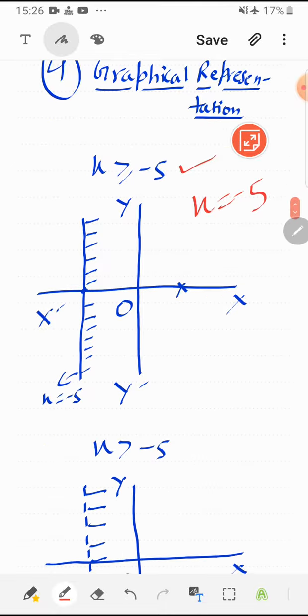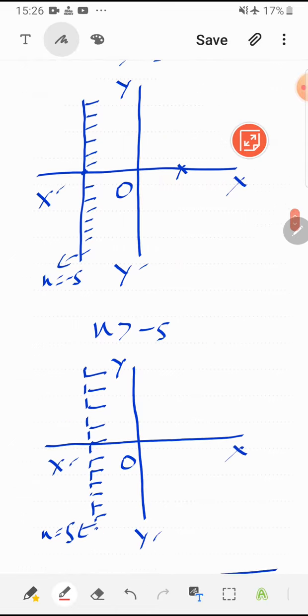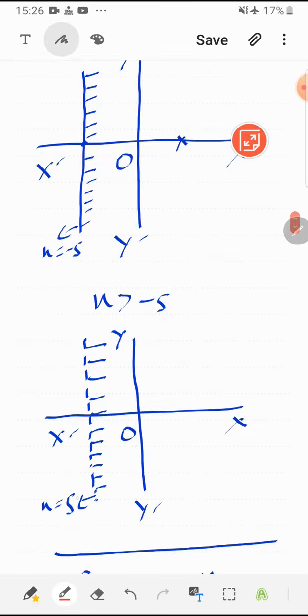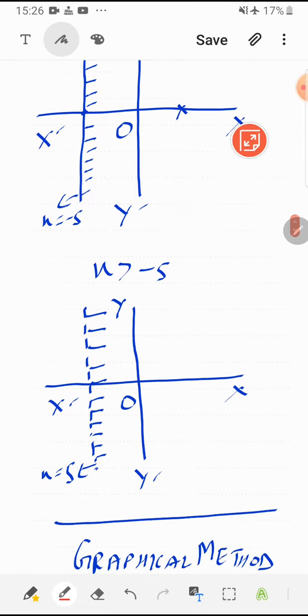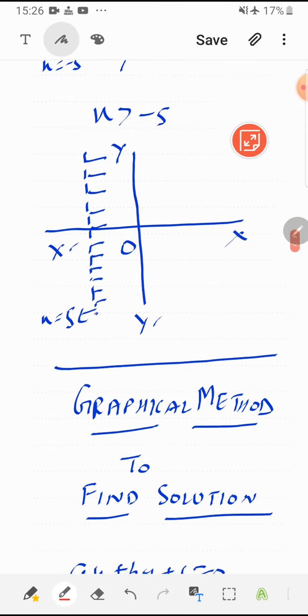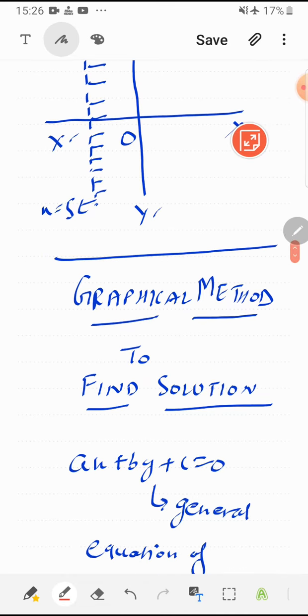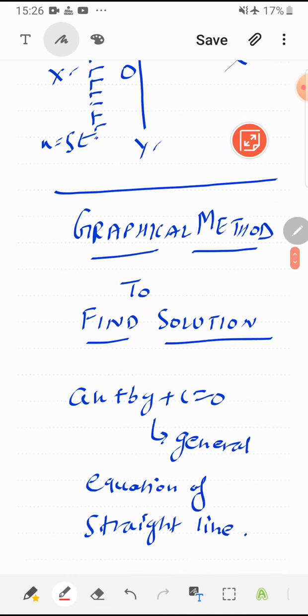In case x is greater than minus 5, that means it is not equal to minus 5. So I will put a dotted line, and again I will write x is equal to minus 5, and shading will be done towards the right, but the line will be dotted. That means minus 5 is not contained. So this graphical method is a very good tool to represent the solution, and that is why it is also used to find the solution.